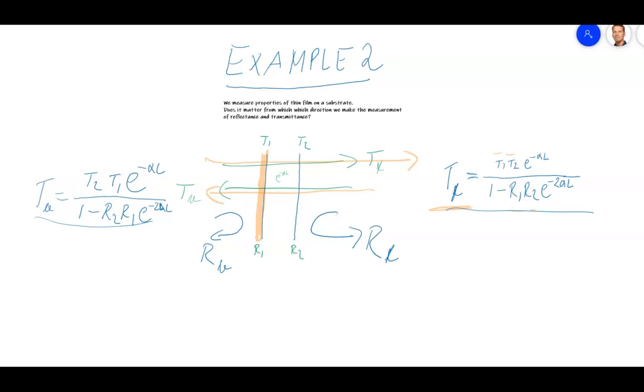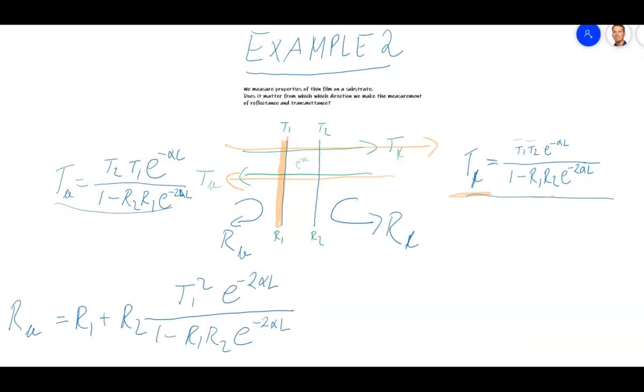Let's now take a look at the reflectance. Reflectance in the backward direction includes the reflectance of the interface with the film, the second interface, transmittance of the first interface, and the loss of the substrate. And let's write the formula for the reflection from the other interface.